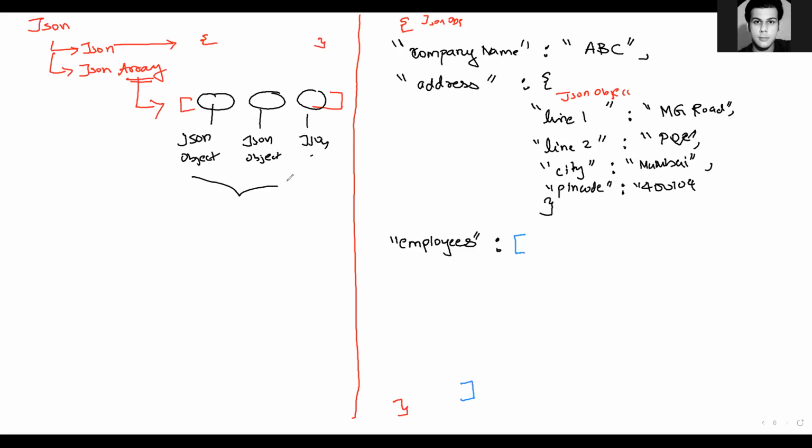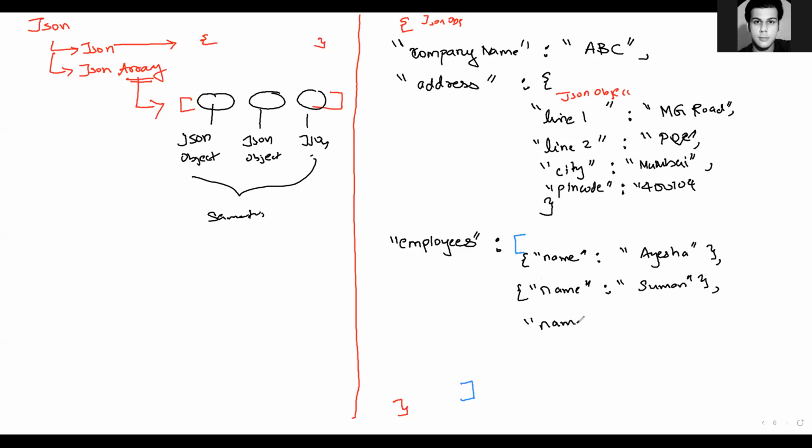But I use the same type over here. Meaning, look over here. I write name colon, let's say Aisha, comma, name colon, let's say Suman, comma, name, colon, let's say Raj, comma, name, colon, let's say Pratik. Okay, I have taken all the permutation and combination that we have now.